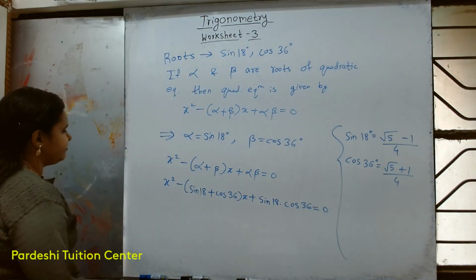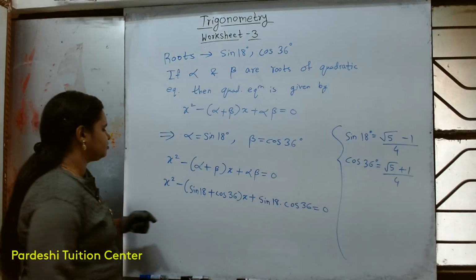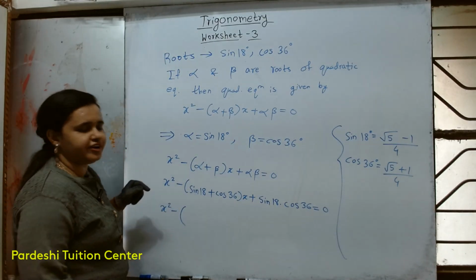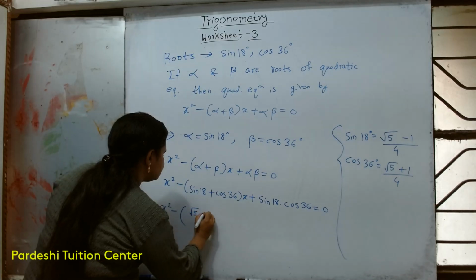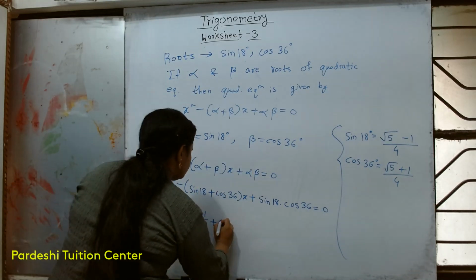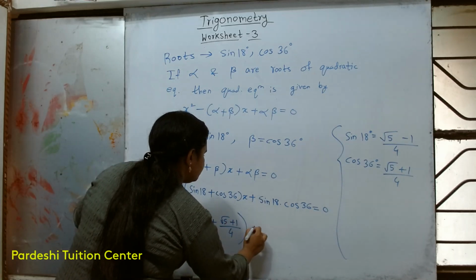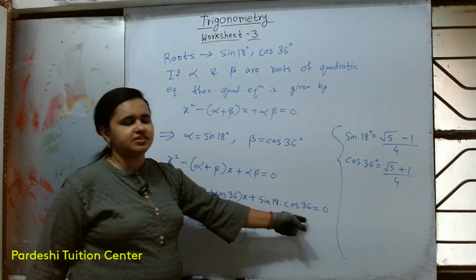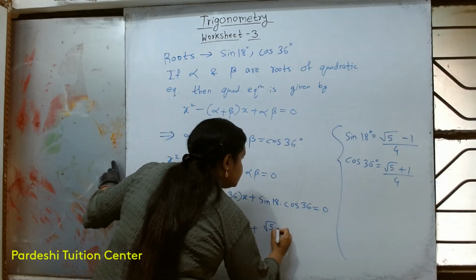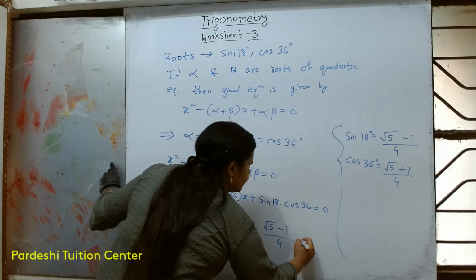Okay. So, I will just put in the values of sin 18 and cos 36 in this. So, it will be x square minus, now sin 18 is root 5 minus 1 by 4 plus cos 36 is root 5 plus 1 by 4. Now, plus again sin 18 cos 36, but here it is multiplication. So, it will be root 5 minus 1 by 4 multiplied by root 5 plus 1 by 4.